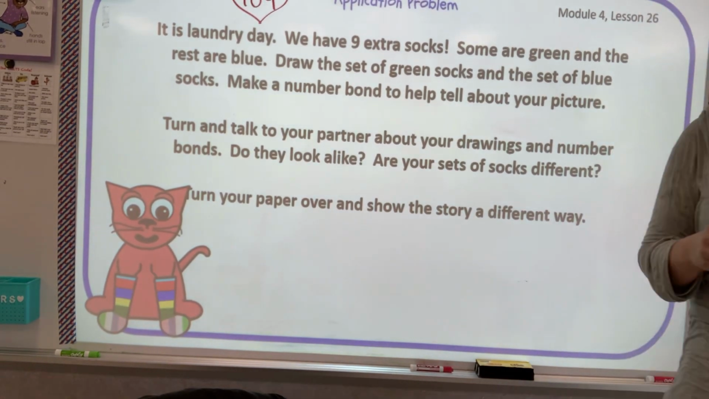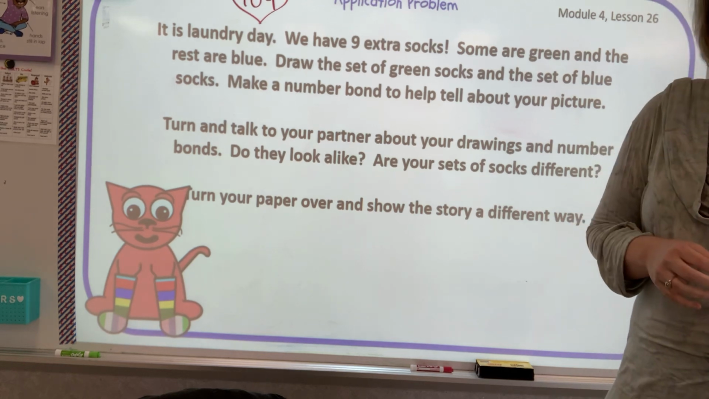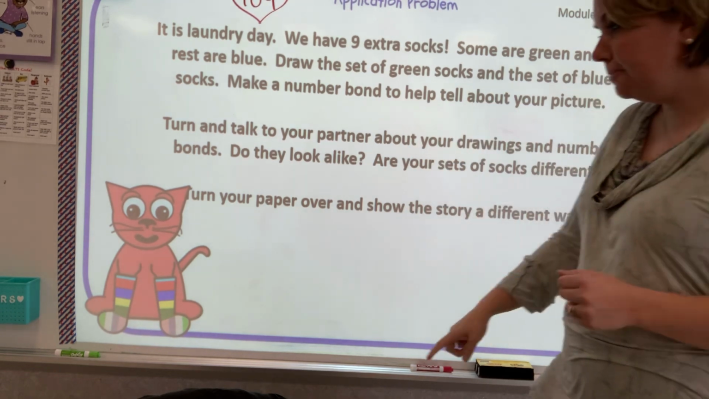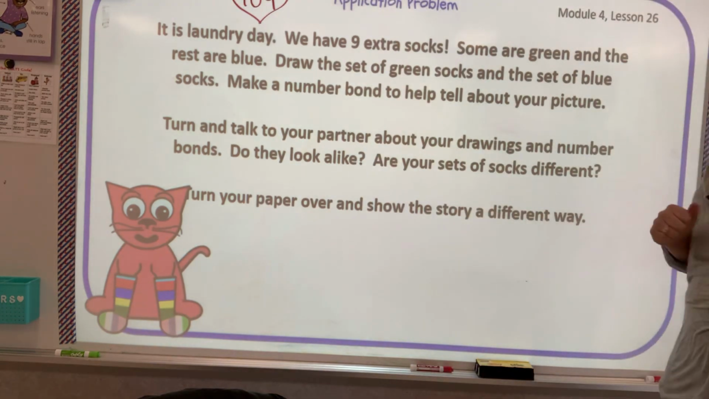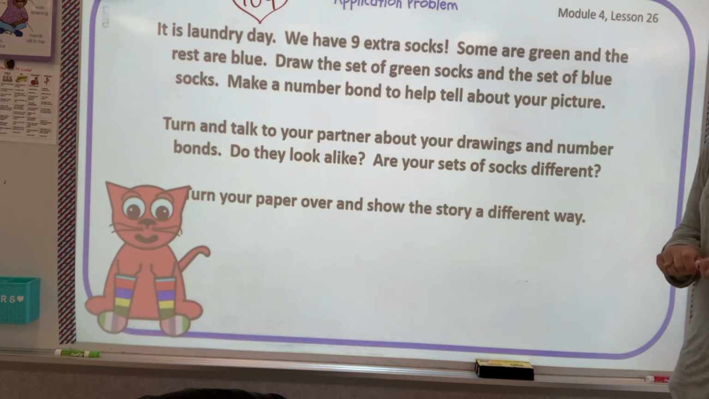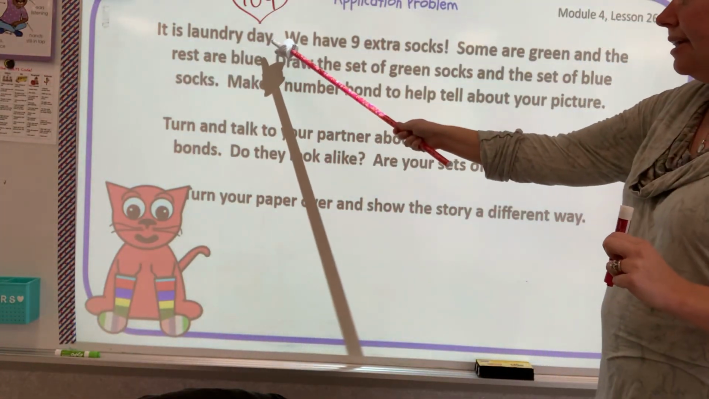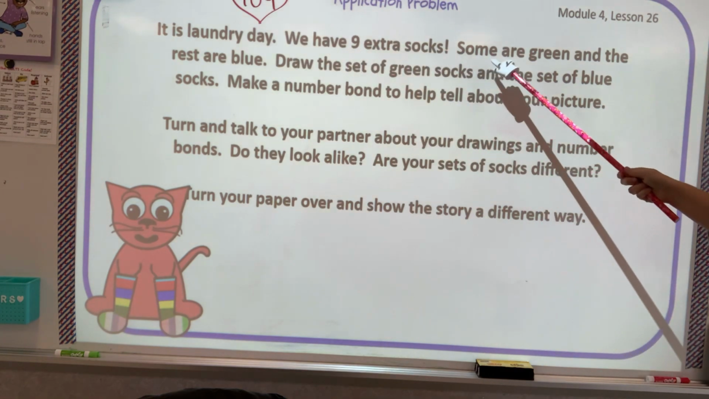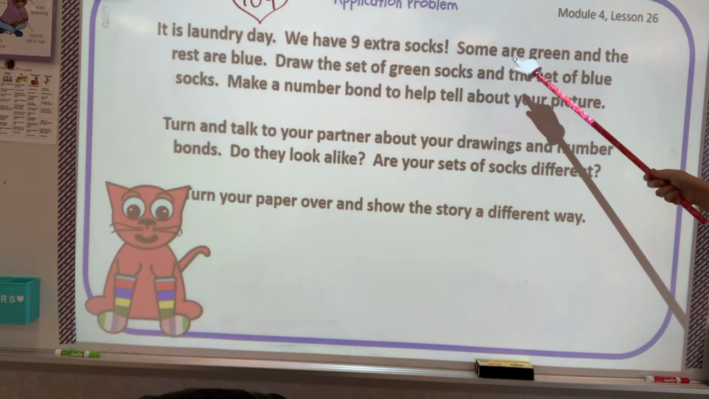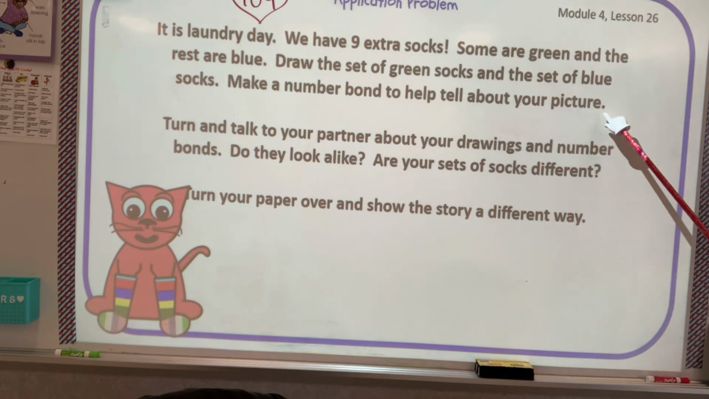Smriti, do you have a question? Isn't there 9 socks? Some are green and the rest are blue? Yep, that's it. See my cat with their socks? Okay, let's read the entire story problem and then we're going to work it out. Let me get my pointer so I can read it. It's laundry day. We have 9 extra socks. Some are green and the rest are blue. Draw the set of green socks and the set of blue socks. Make a number bond to help you tell about your picture.